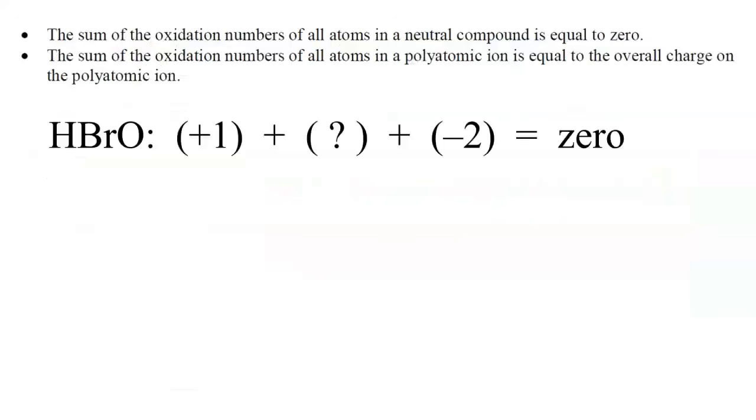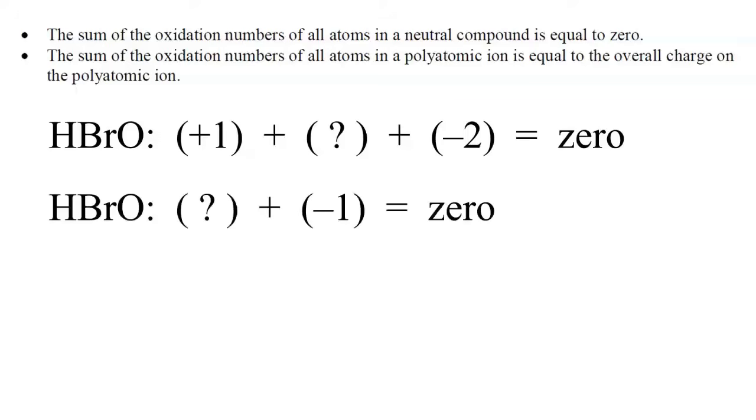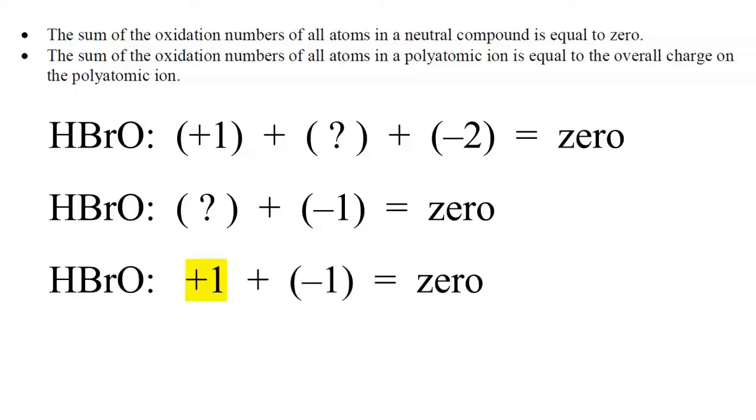So here's HBrO. If H is +1 and O is -2, and bromine is whatever it needs to be so that the sum of the oxidation numbers is equal to 0, hopefully you can see that a +1 and a -2, when added together, gives you -1, and that forces the bromine to be +1, so that the sum of the oxidation numbers is equal to 0.